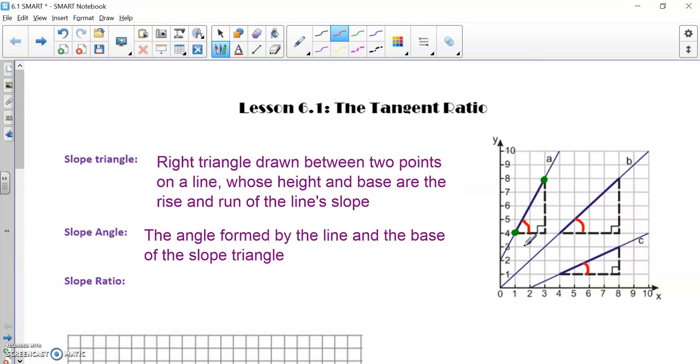Lastly, we have the slope ratio. This is the really important piece. The slope ratio is literally the rise over run that we're used to from Algebra 1. It's the rise over the run, which is basically just the slope, and in terms of slope triangles, it's the height over the base of the slope triangle.